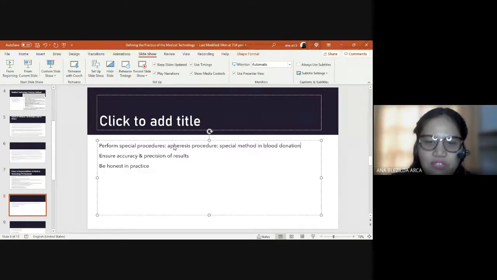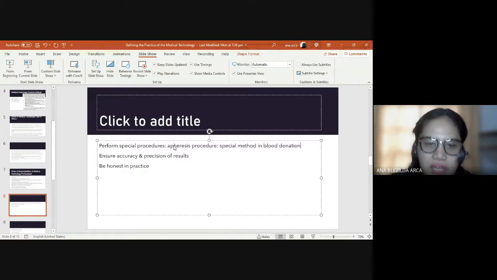Pero kapag apheresis, kung ano lang yung kailangan na component ng blood, kunyari, kailangan lang ng red cells lang kukunin sa'yo, the rest of your blood will go back inside your body. Kung platelet lang kukunin, the rest of your blood will go back to your body. So ito yung example ng special procedure. Ibig sabihin yan, hindi siya part of the routine test, pero kaya mo siyang gawin.